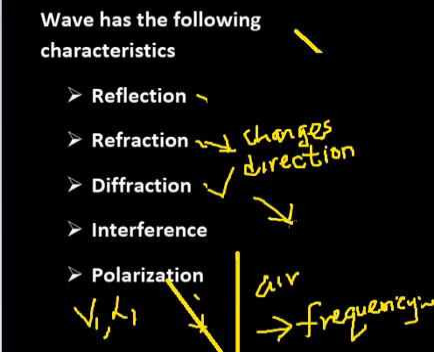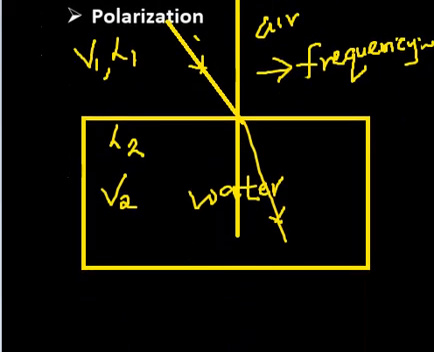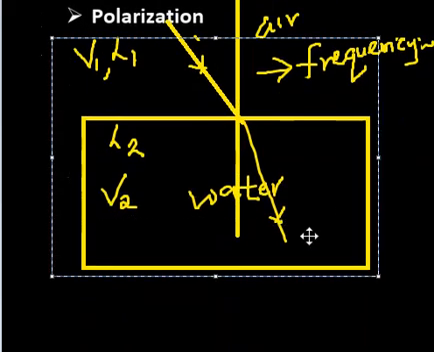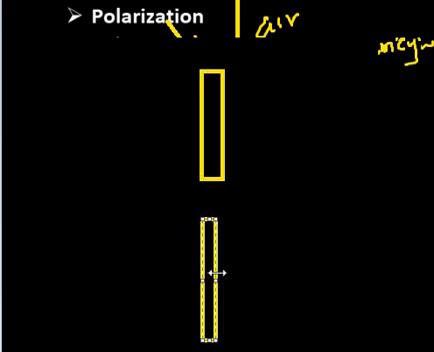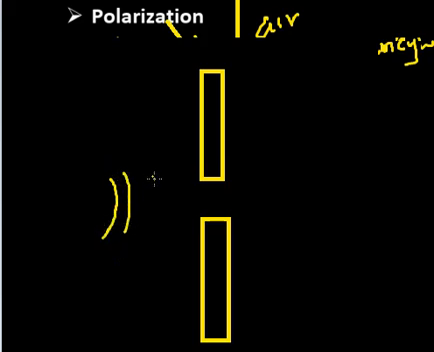Then diffraction. Diffraction is the spreading of a wave as it passes through a minute aperture or minute opening. A wave passes through a minute aperture, it spreads out. For example, this is not a boundary but a small aperture, a small tiny opening, and I have a wave. As it passes through this, it spreads out.